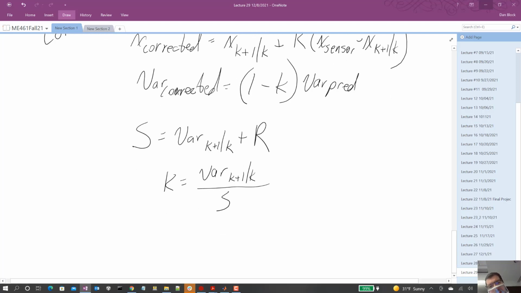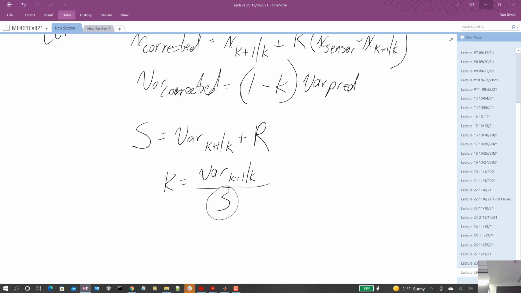Now, why are we doing this S right here? Because in a multi-sensor, multi-degree of freedom or whatever state, a matrix setup, we are going to have to find the inverse of S to calculate that.